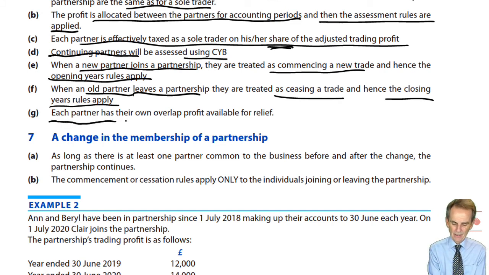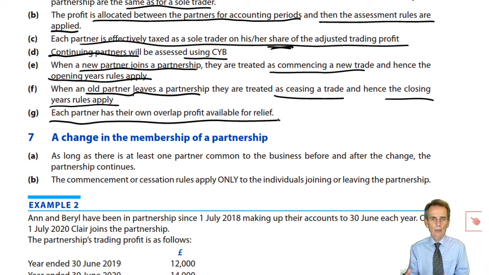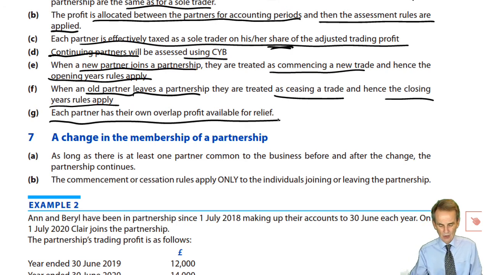Each partner has their own overlap profit available for relief. So again, on the new partner coming in, when we go from first tax year to second tax year, there's going to be some sort of overlap period, depending on the accounting date, of course, of that particular business. But that overlap profit is specific to that individual partner. And when we deal with the partner leaving the partnership, overlap relief will then apply on cessation in determining the assessment for the individual partner concerned.